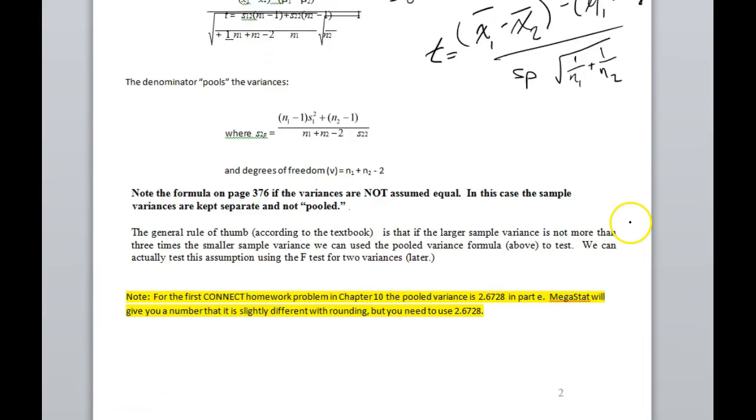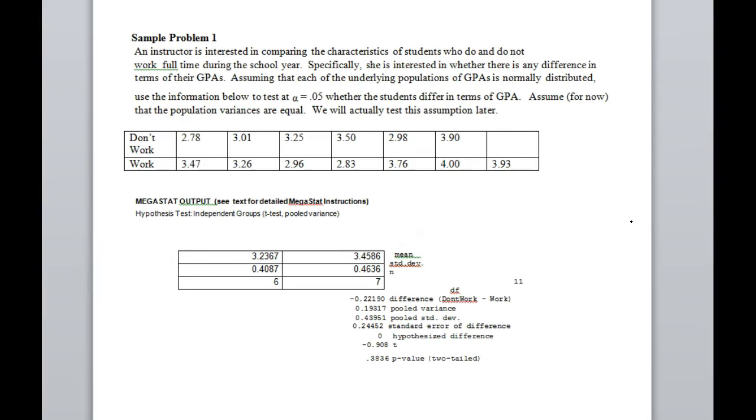Okay, so let's just work on an example. This is how I generally teach. An instructor is interested in comparing the characteristics of students who do and do not work full-time during the school year. Specifically, she is interested in whether there is any difference in terms of their GPAs. Assuming that each of the underlying populations of GPAs is normally distributed, use the information below to test at alpha level equal 0.05 whether the students differ in terms of GPA. Assume for now that the population variances are equal. We actually test this assumption later.